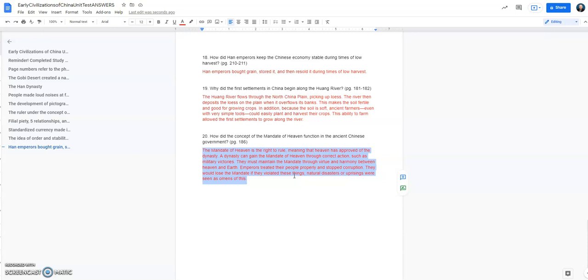And if the king didn't do those things, he would lose the mandate, meaning he would lose his position as king. He would be taken out of power. So the concept of mandate of heaven was important. It gave the king the right to rule, but it could also be taken away and the king could lose that right. So there we go.